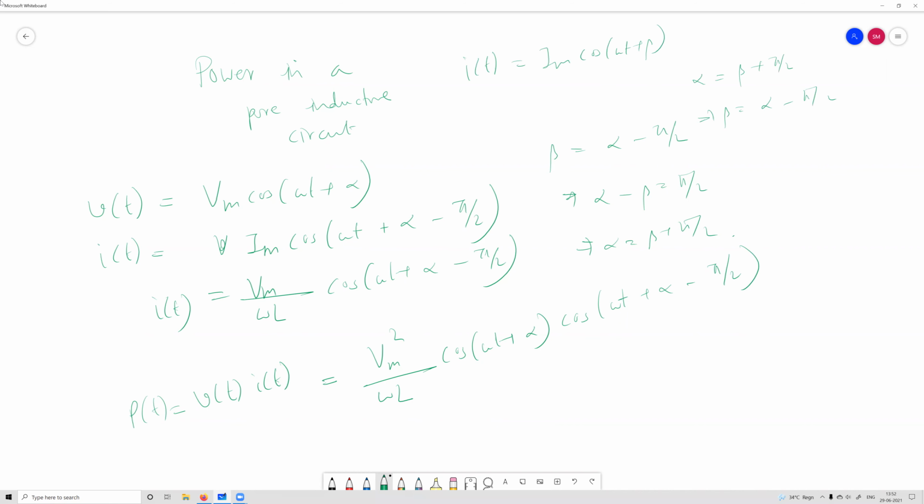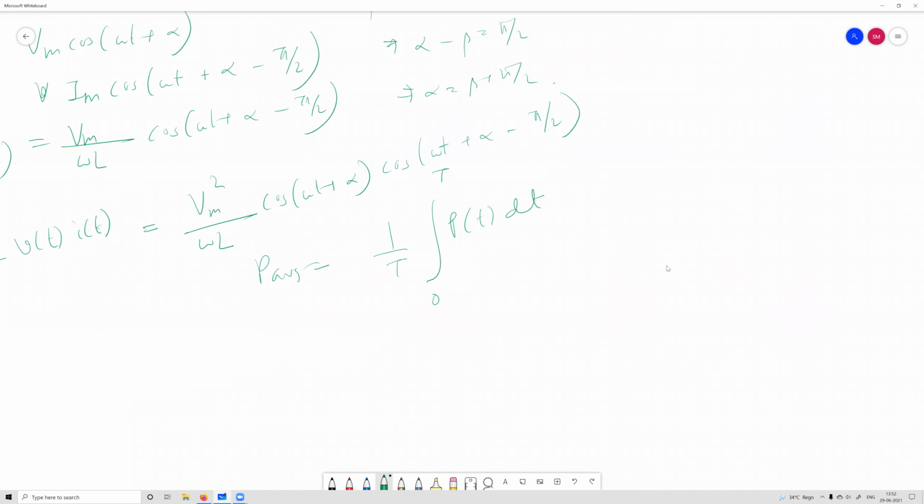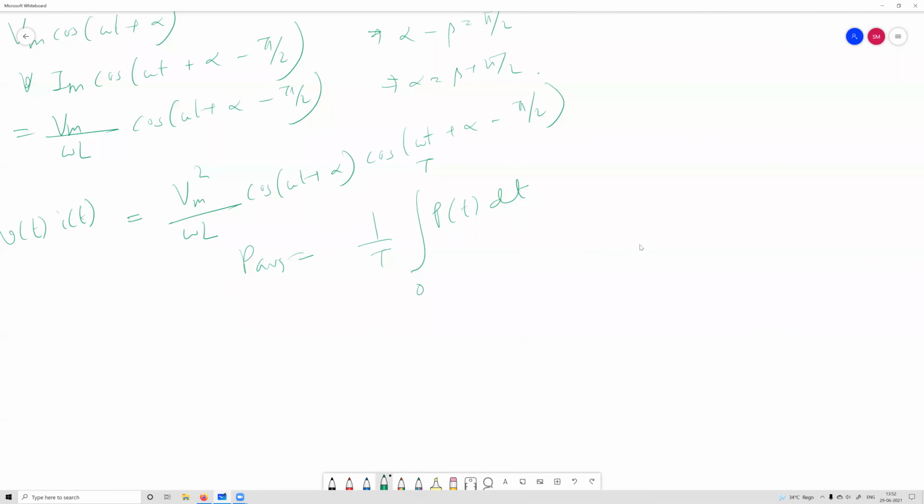Okay. So what is the average power? P average is 1 by T integral 0 to T of p(t) dt. Vm square and omega and L are not functions of t, so we can take them out of the integral. Vm square by omega L T, integral 0 to T of cos(omega t plus alpha) cos(omega t plus alpha minus pi by 2). Okay, so we put 2 here and 2 here.